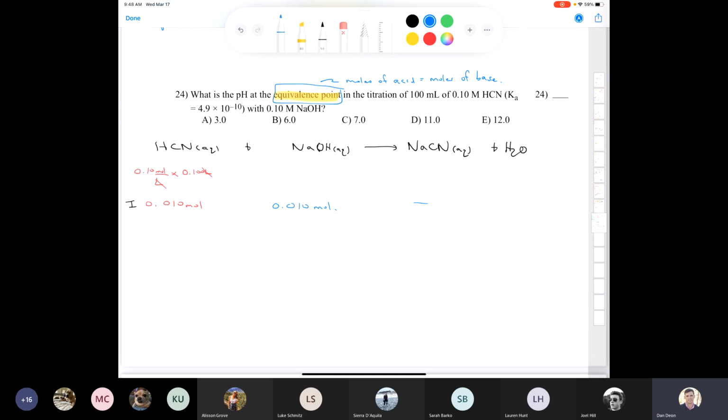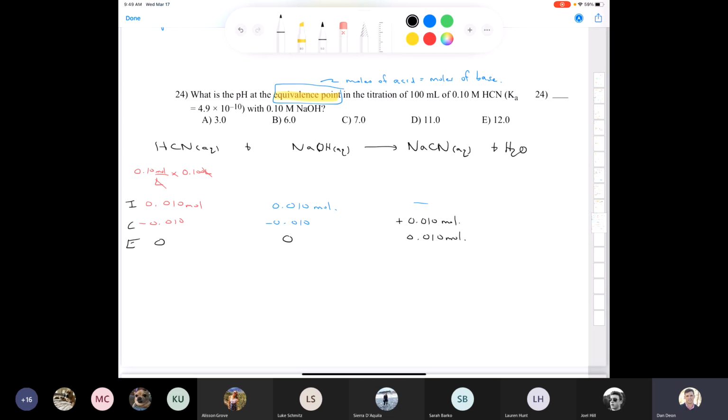I have none of this at this point. Well, there's going to be a change, isn't there? Because the weak acid is going to react with the strong base. Since they're present in equal molar amounts, I'm going to lose all of my hydrocyanic acid and all of my sodium hydroxide, but I'm going to produce sodium cyanide, 0.010 moles of it, aren't I? So that means at the end, I'm going to have none of this, but I'll have 0.010 moles of my sodium cyanide.